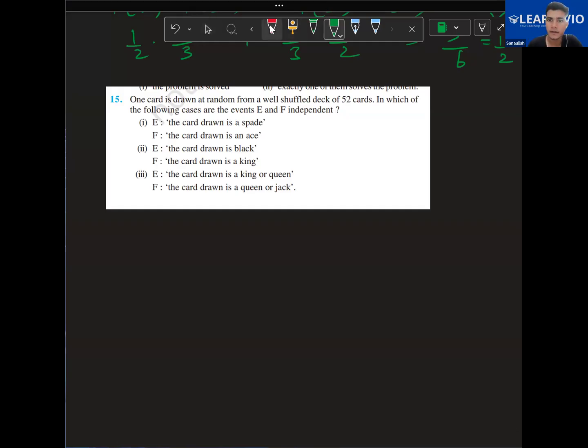See the first one. The card drawn is a spade, है ना? तो फर्स्ट वन में जो E की प्रोबेबिलिटी है वो क्या होगी? स्पेड. How many spade cards we have? 13. So we have drawn one card. So this is 1 by 13, right?